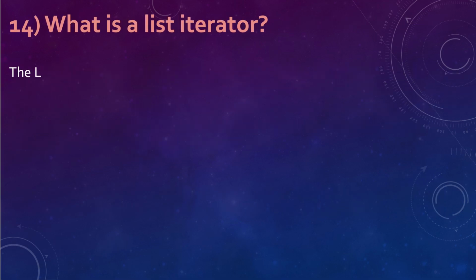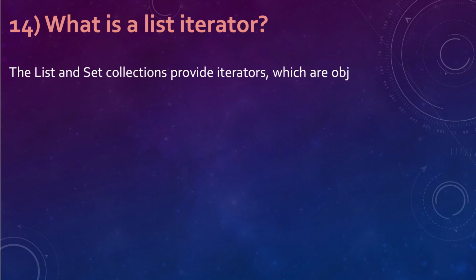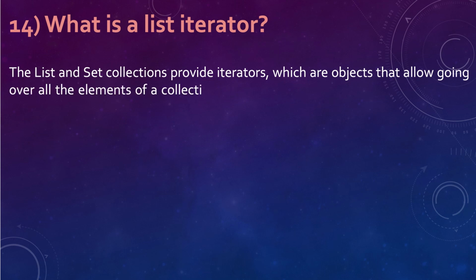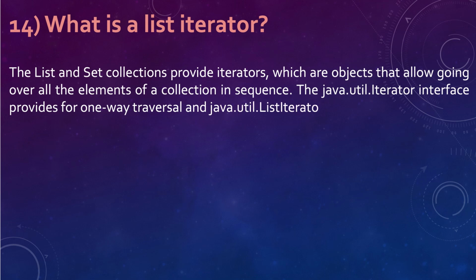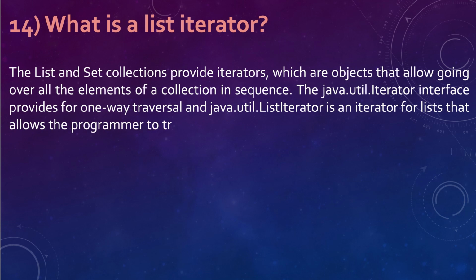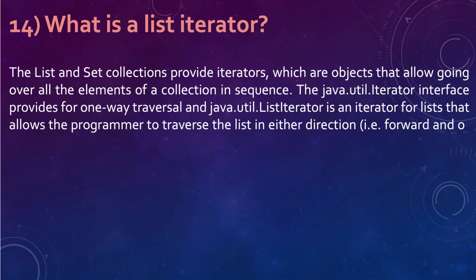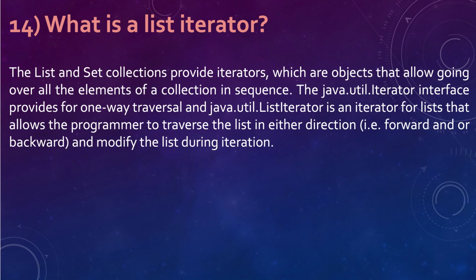What is a list iterator? The list and set collections provide iterators, which are objects that allow going over all the elements of a collection in sequence. The java.util.Iterator interface provides for one-way traversal, and java.util.ListIterator is an iterator for lists that allows the programmer to traverse the list in either direction, that is forward and/or backward, and modify the list during iteration.